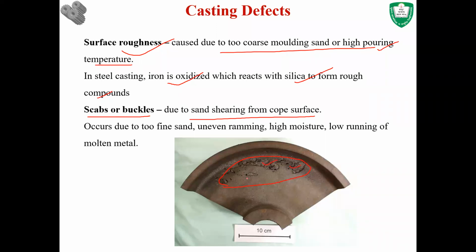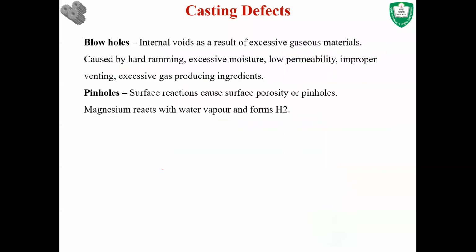The material gets very rough. These are basically surface roughness, and scabs or buckles are not a very severe type of defect. This can be repaired. These are repairable defects. That means an intermediate defect. Next one is the blowhole.